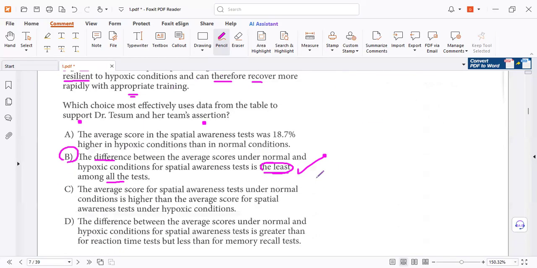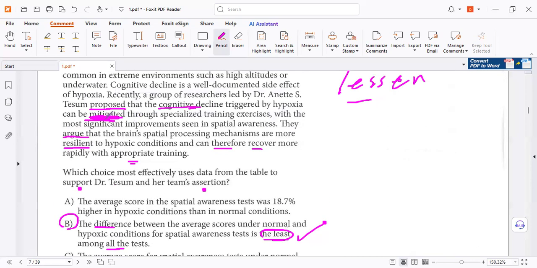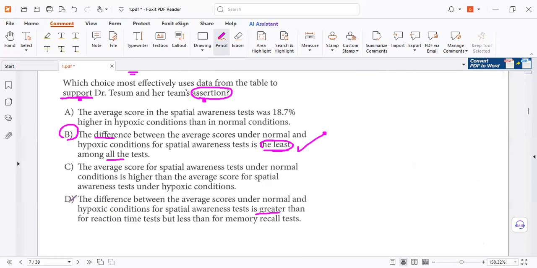But for letter D, you said it's greater. How can greater support mitigated? Because you found something opposite. So always find the assertion and something to prove it, right? You found a good answer, but you weakened the assertion, not supported it. That's why.